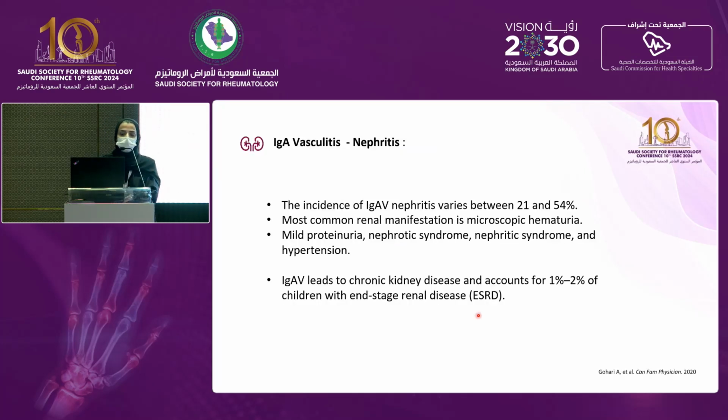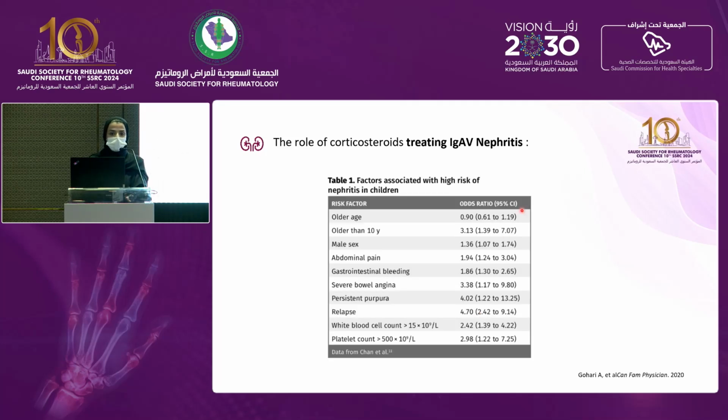So for patients who are affected with IgA vasculitis nephritis, first, as a background, we know that the incidence of IgA vasculitis nephritis varies between 20 to 50%. The most common renal manifestation is microscopic hematuria. However, mild proteinuria, nephrotic syndrome, nephritic syndrome, and hypertension can occur. And 1 to 2% will progress into end-stage renal disease. There are multiple risk factors that put the patient at high risk for nephritis in patients with IgA vasculitis, and these include older age, male sex, abdominal pain, GI bleeding, persistent purpura, relapse, thrombocytosis, or leukocytosis.